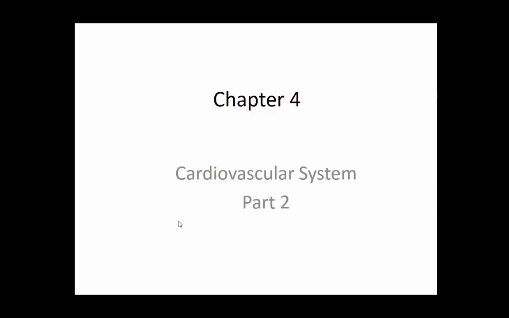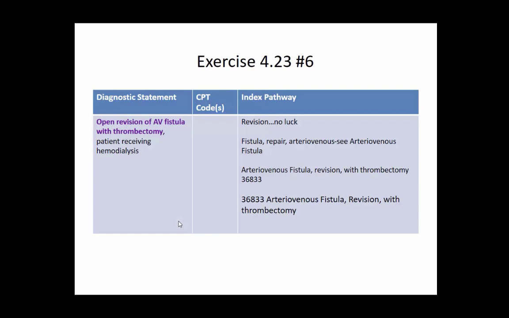Okay, let's continue with our discussion of Chapter 4, the Cardiovascular System, Part 2. The next exercise is 423, number 6, an open revision of an AV fistula with thrombectomy, patient receiving dialysis. In a purple bolded font, I have highlighted those terms that will come into play when choosing this code.